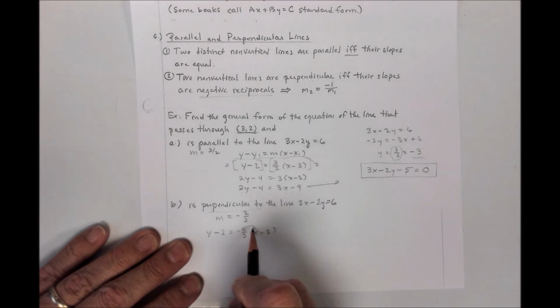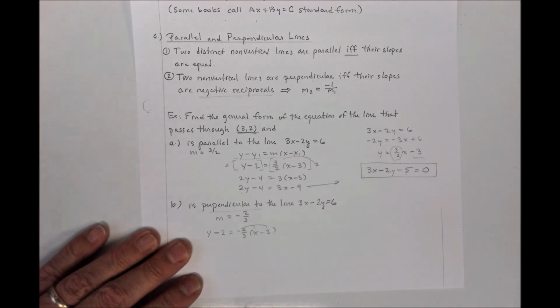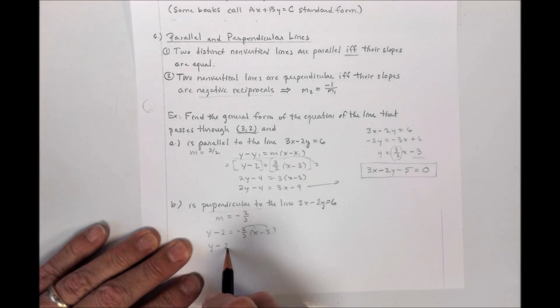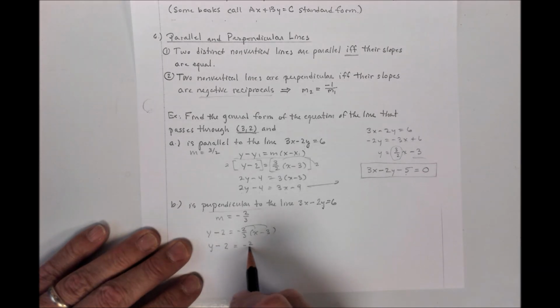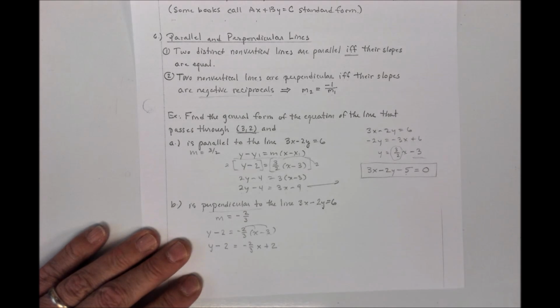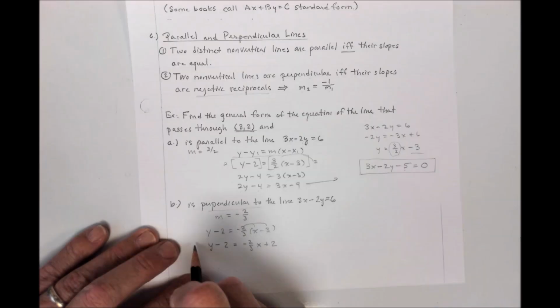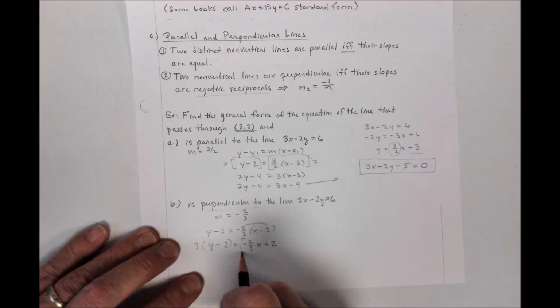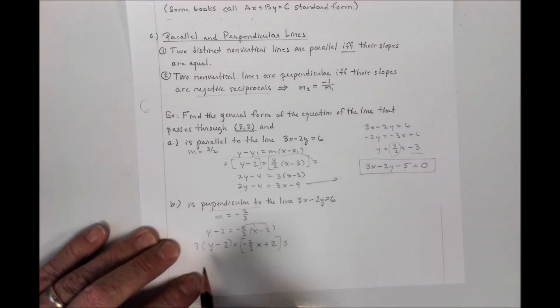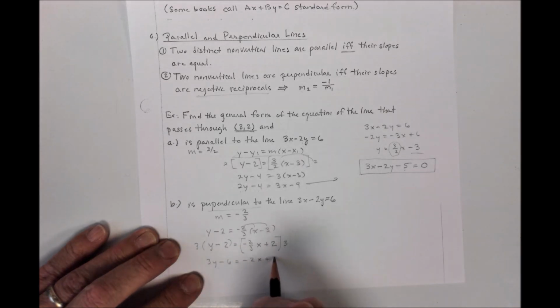I'm going to distribute here, and you say, well, you didn't distribute last time, you just multiplied by the denominator. Well, I'm going to distribute this time because I can see the 3 is going to cancel with this 3, and that maybe saves me one step, maybe not. -2/3 x, negative times negative, plus 2. The 3's would cancel. Now I don't want that fraction there. I am going to multiply through by 3. 3 times the left side, 3 times the right side. I get 3y minus 6 is equal to -2x plus 6.